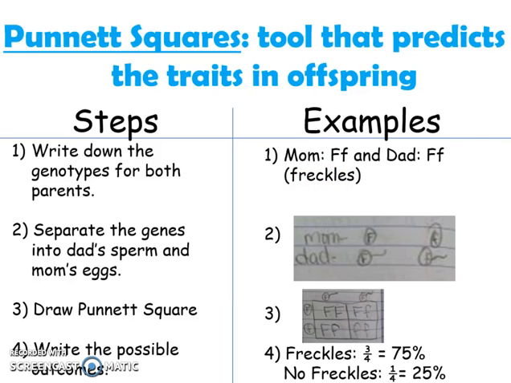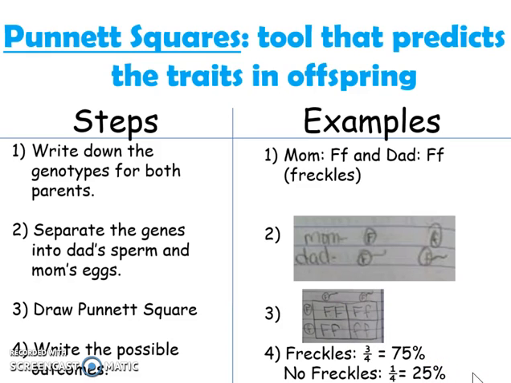And we're going to be talking about freckles in this example. You can separate them into mom's eggs and dad's sperm. You don't necessarily have to draw the pictures. You'll see my examples of what I did. Then you're actually going to draw the Punnett square. You'll have mom's genotype on one side, dad's on the other. Then you will solve the Punnett square, which we will show you how to do, and then you will write the possible outcomes.